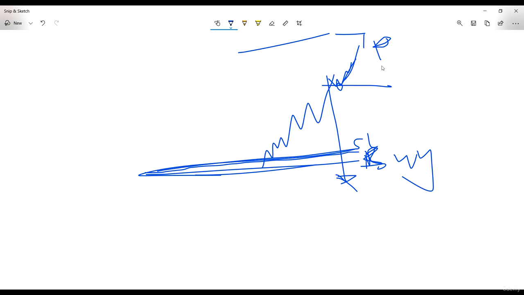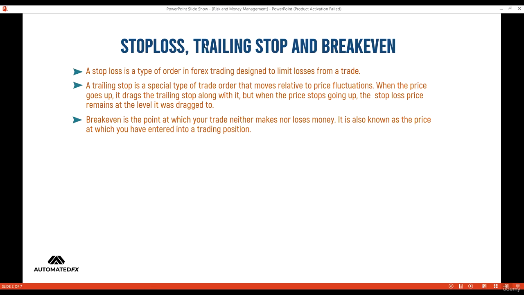So if they all hit my profit target, fine. But if they turn against me and take me out, they are going to take me out in either profit or with no loss. So that's it for the stop loss, trailing stops, and break even. In the next lecture, we're going to be learning even more concepts and techniques for managing our risks and our trades. Hope to see you in the next.